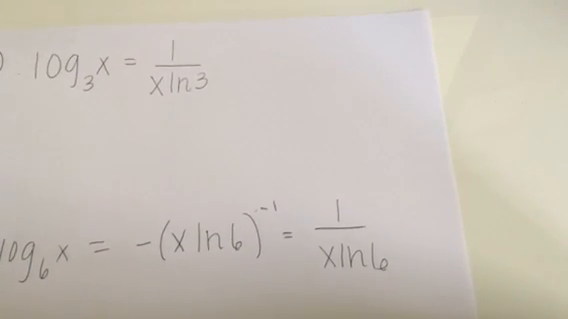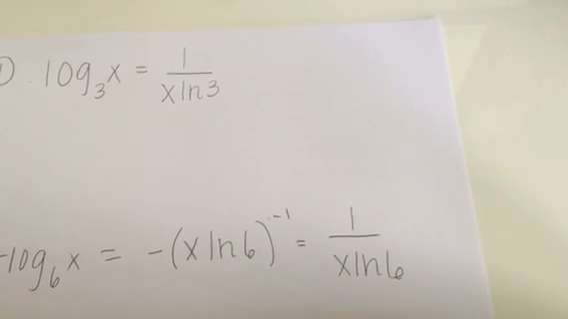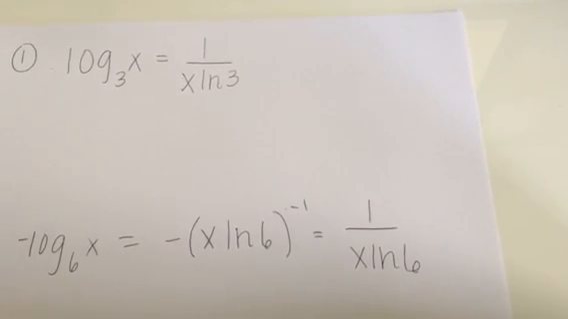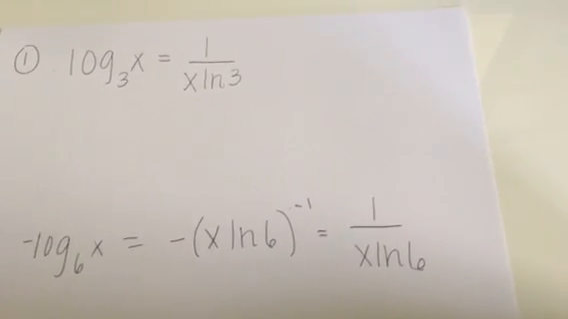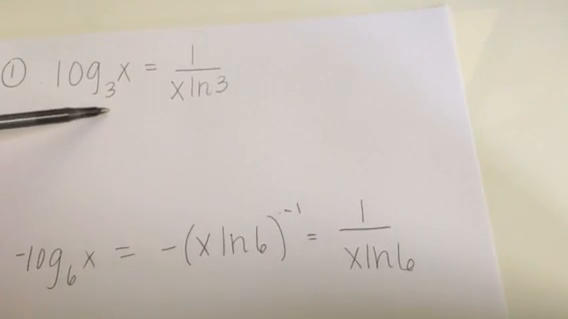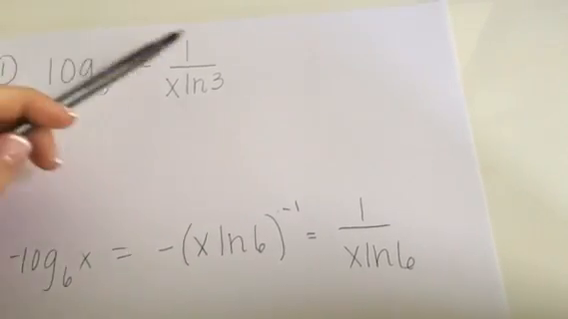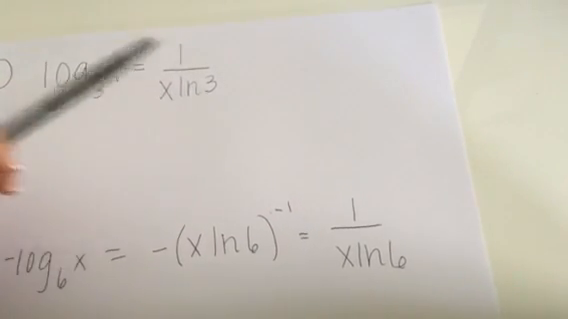So our first problem is log base 3 of x. Like the rule states, we take the value of x and multiply by the quantity of ln a, which in this case, our a value would be 3. All taken to the negative 1 power, or it can simply be written as 1 over x ln 3.